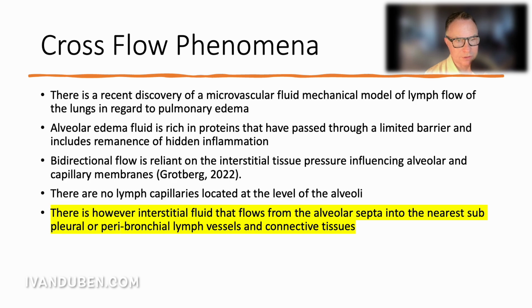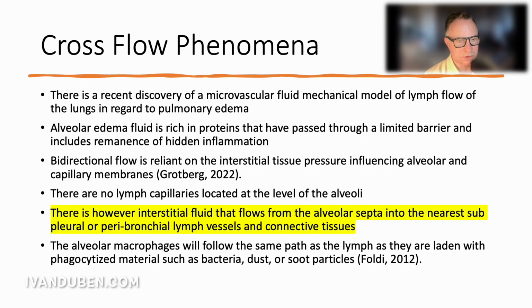There is, however, interstitial fluid that flows from the alveolar septa into the nearest subpleural or peribronchial lymph vessels and connective tissues. The alveolar macrophages will follow the same path as the lymph, and as they are laden with phagocytized material such as bacteria, dust, or soot particles.